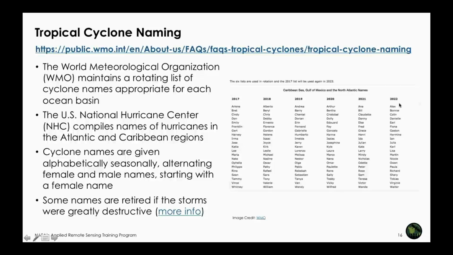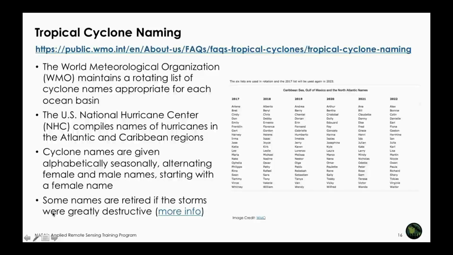Here is just a sample shown for the Caribbean Sea and Gulf of Mexico. Different names are given for different years. They can be rotated after 6 years. For the US, NOAA's National Hurricane Center compiles names of hurricanes, and WMO uses that. Cyclone names are given alphabetically, and they alternate female and male names, starting from a female name. As you can see, it's Arlene, Brad, Cindy, Dawn. So they're male and female names given alphabetically throughout the season.